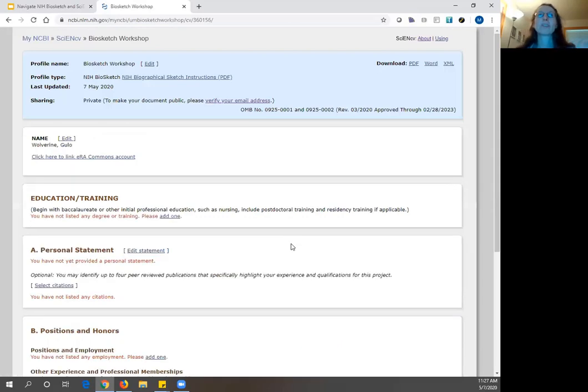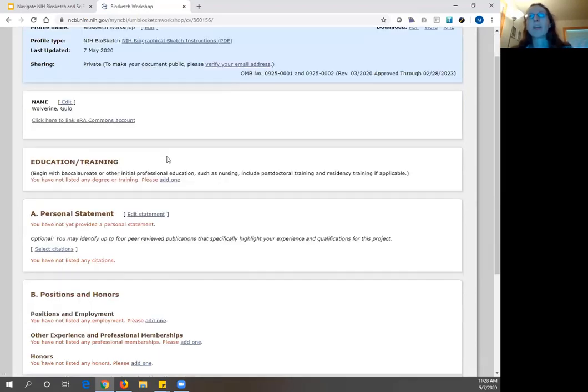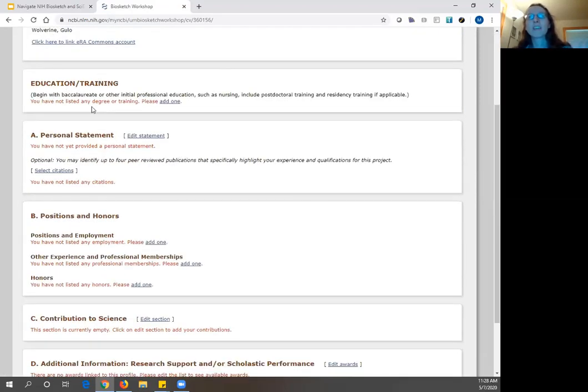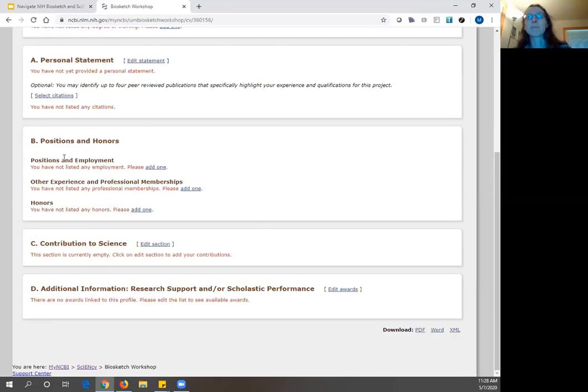And this takes me into a sort of blank biosketch. So you can see there's some header information at the top. You can see I've got my name section with a link here to click here to link ERA Commons account. So if you're not already linked up and you have an ERA Commons account, this is one place that you could do that. You just click this link, it'll bring you to ERA Commons, you log in, they'll be linked up. If you're already linked up, it'll have your ERA Commons username listed here. And then we have the education training, and then the 4 main components: the personal statement, positions and honors, contribution to science, and research support.